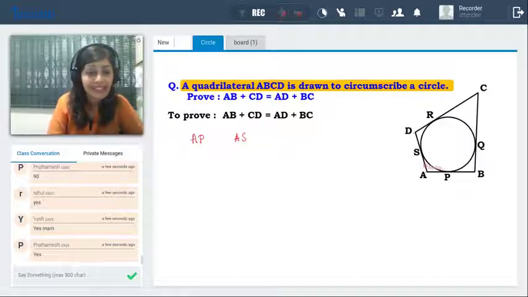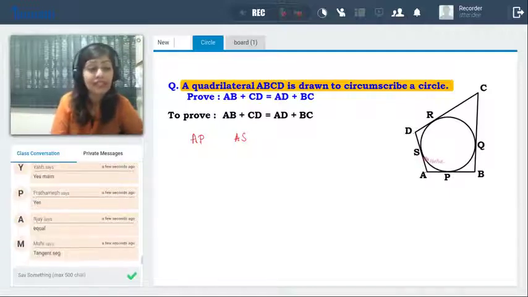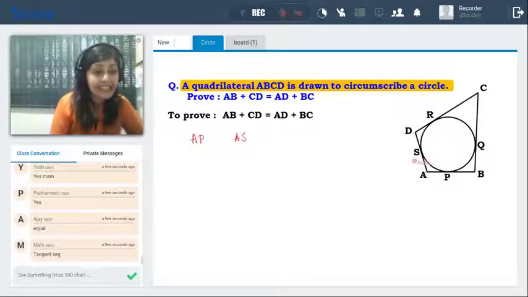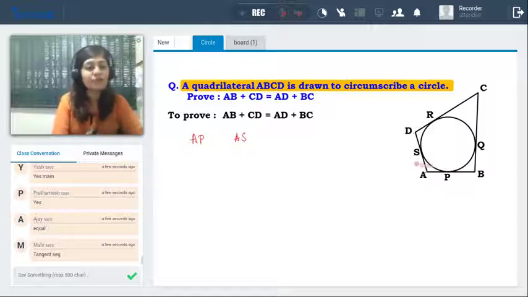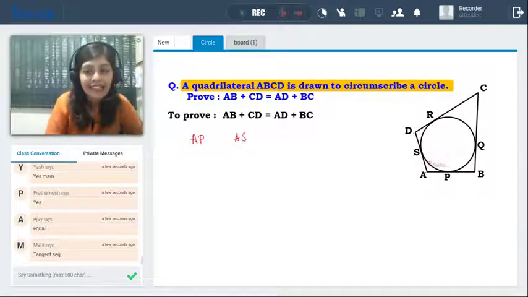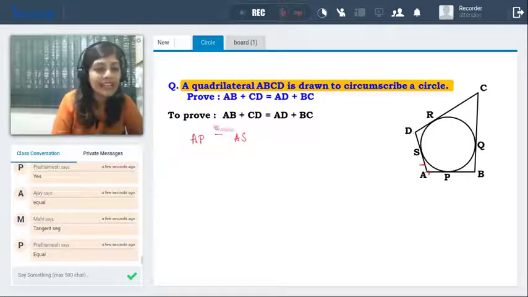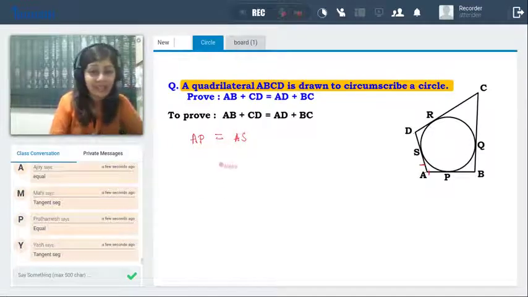Pay attention. A is an external point. AP and AS are two tangent segments from an external point. Yes, they are tangent segments, and yes, we have a beautiful theorem around it. Tangent segments from an external point to a circle are equal. So can I say AP equal to AS? Yes, very good.